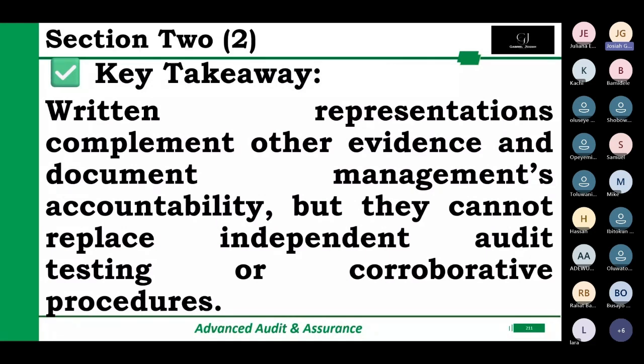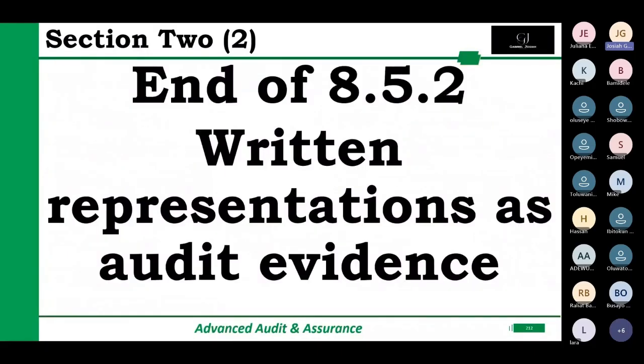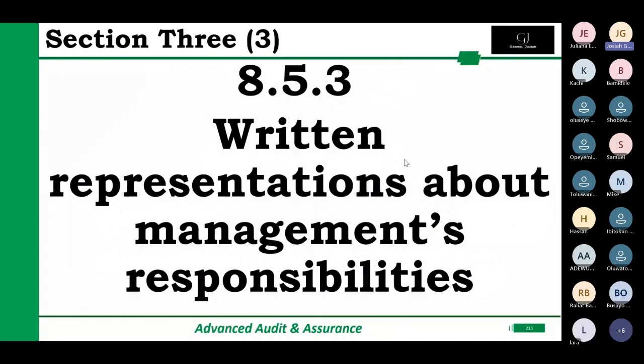So for your takeaway, you need to understand that written representations complement other evidence as extracted by the auditor during his work. And also documentation of management's accountability is the reason for written representation. But they cannot replace independent audit evidence gathered by the auditor or corroborative procedures he has gathered during the work. So that's written representation and its complementary nature with that of the work, which is the sufficient appropriate audit evidence the auditor gathers during the audit work.